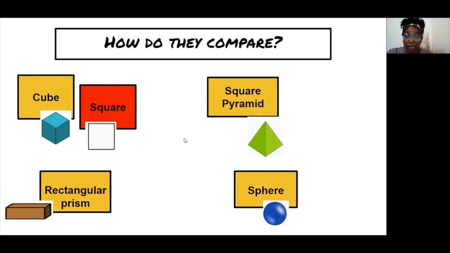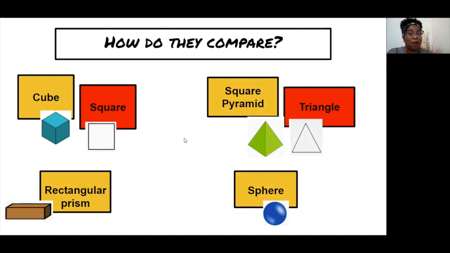Which plane shape or plane figure do you think is most like the square pyramid? If you said triangle, you are correct. How are they alike? How are they different? How do they compare? I see triangle shapes. Okay, but wait, somehow they're different. What do you think? I don't want to give away the answer. Okay, let's move on. We'll come back to that.